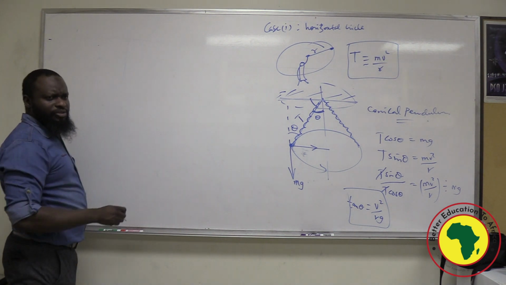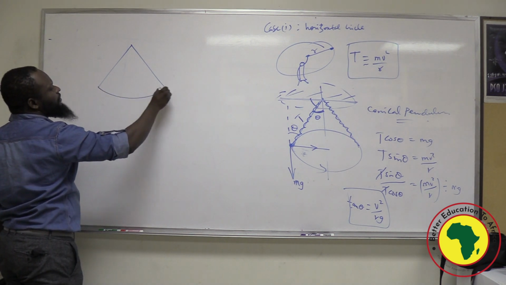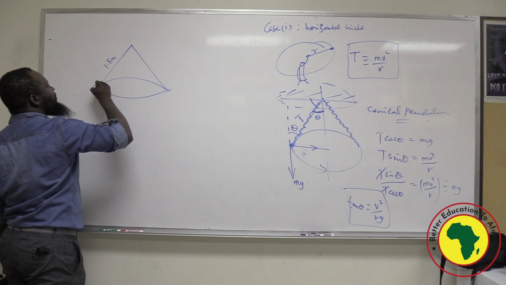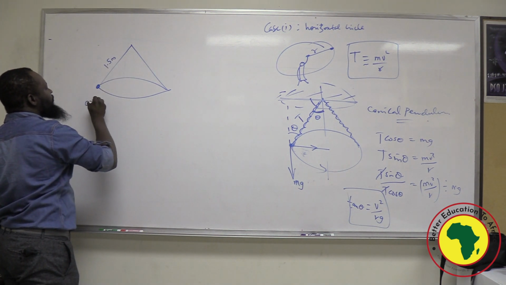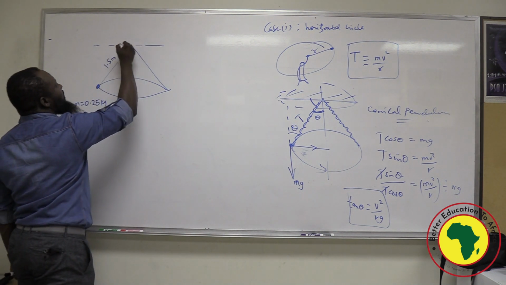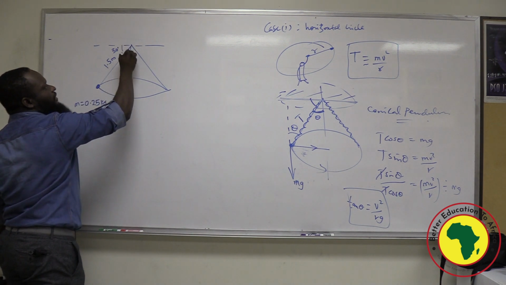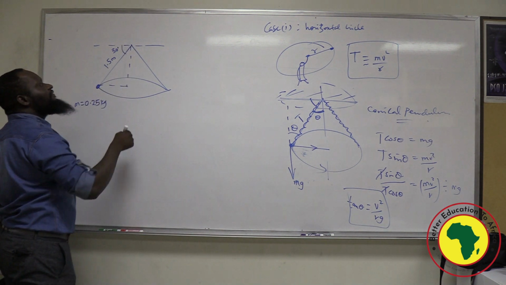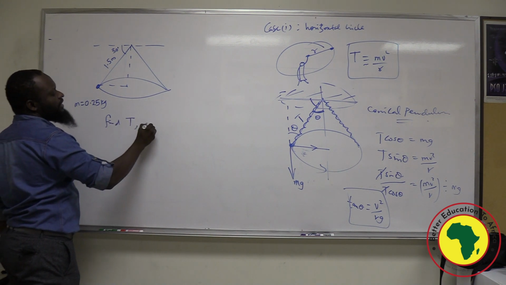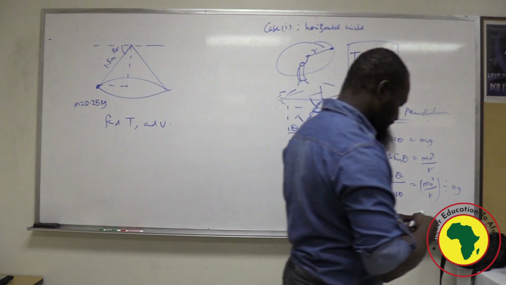Let me have you try this problem. I want you to find the tension and the speed of this circle. The string is 1.5 meters long, the mass is 0.25 kilograms, and the angle here is 30 degrees. I want you to find the tension in the rope T and the velocity V. Come try and do it up here.